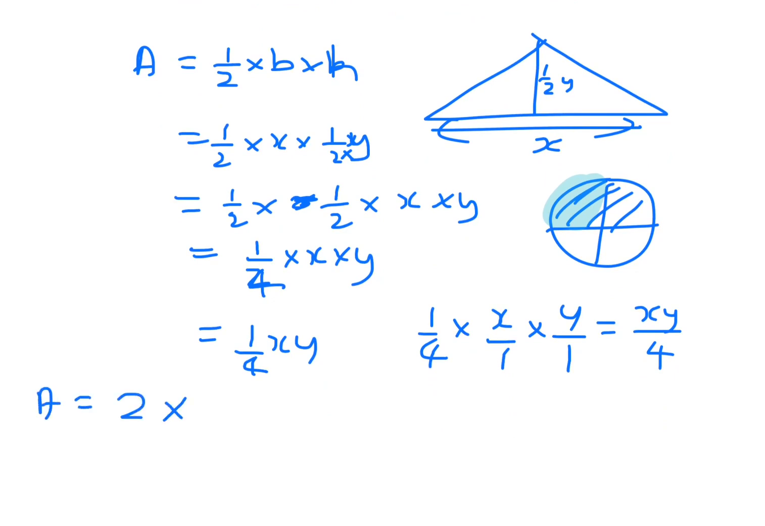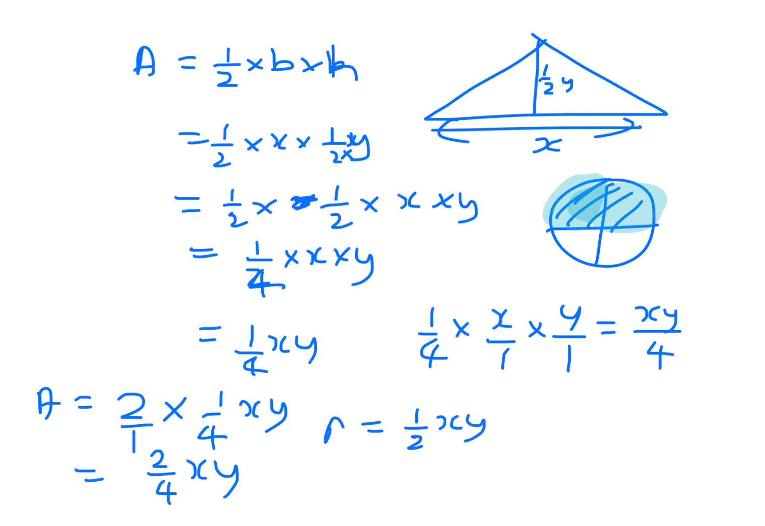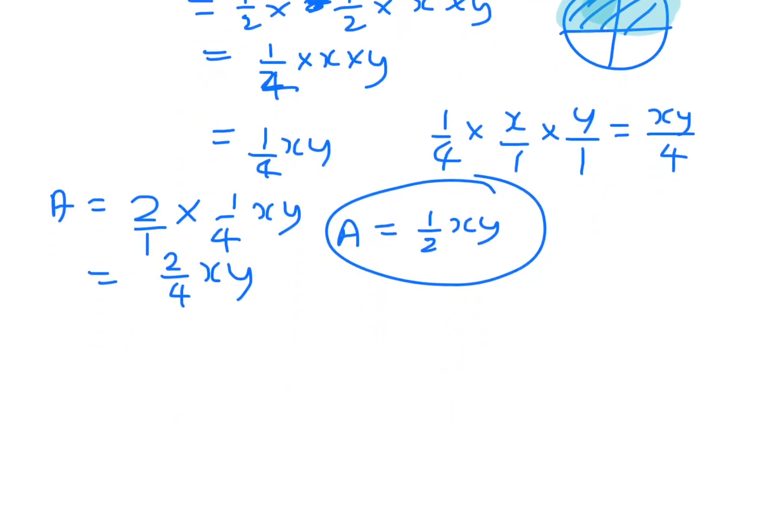If we want to get the whole area of the rhombus, we have to double our quarter. Now, if we double the quarter, we actually get 1/2. So it's 2 over 1 times a quarter: 2 times 1 is 2, 1 times 4 is 4, so 2 over 4 XY, and 2 over 4 equals a half. So the area would equal a half XY, and that's the formula.